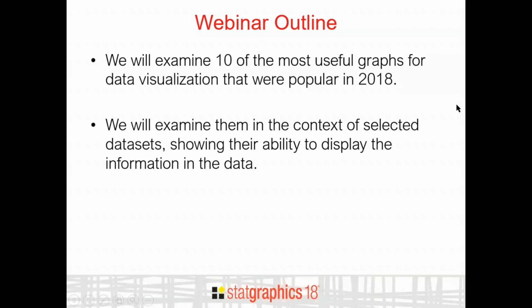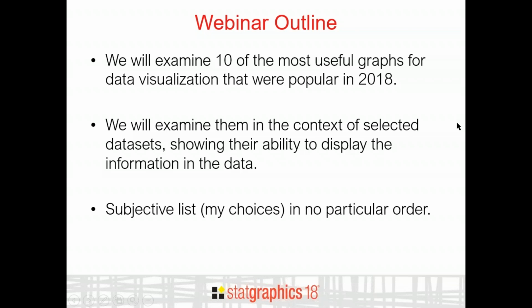Now, we're going to do it in the context of selected data sets. I've gotten together a total of 8 data sets, some of my favorite data sets. And what we're going to do is look first at the data and then talk about the graphs that seem to be most effective in displaying the information in that data. Some of the graphs will be fairly specialized. It does sometimes require a special form of graph to really get out the information in a particular data set. But I think you'll see that as we go along.